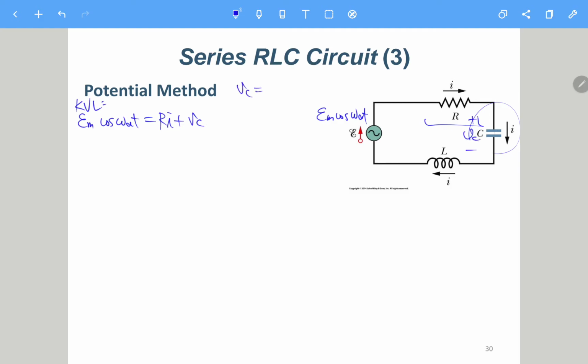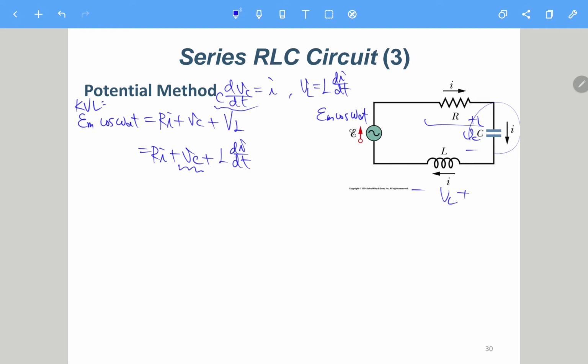For VC, we have C times dVc dt is I, and then we have this one. This is VL. VL equals L di dt. Okay, so actually we have Ri plus Vc plus L di dt.